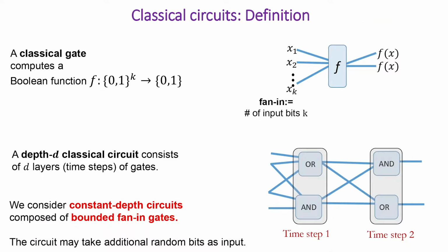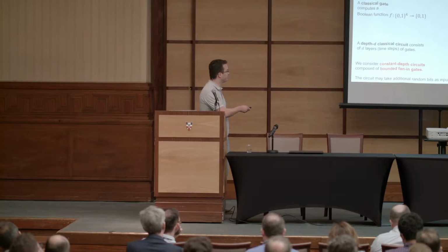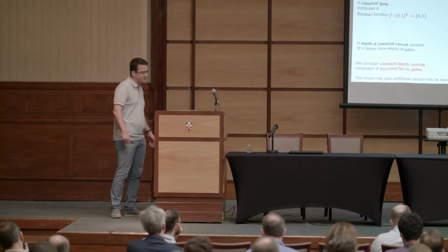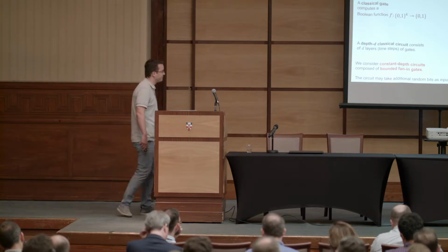So what do I mean by constant depth circuits? A constant depth classical circuit is just a concatenation of Boolean functions. Every such Boolean function is called a gate. The number of input bits is called the fan-in of the gate. We can talk about the depth of the circuit as the number of time steps you need to execute the circuit. Mostly we're interested in constant depth circuits where the depth is independent of the problem size, and the fan-in of these gates is bounded, which is the analog of quantum gates. These circuits may also take additional random bits.